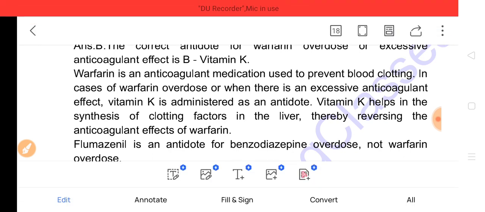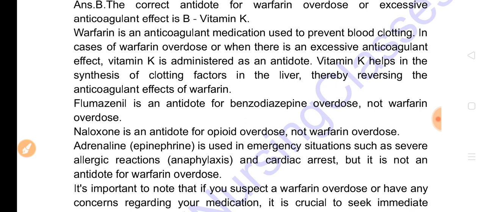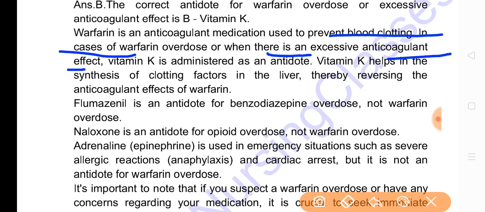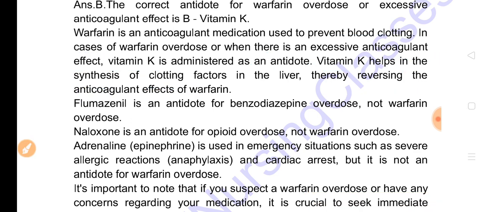The correct antidote for warfarin overdose or excessive anticoagulant effect is vitamin K. Warfarin is an anticoagulant medication used to prevent blood clotting. In cases of warfarin overdose or when there is an excessive anticoagulant effect, vitamin K is administered as an antidote. Vitamin K helps in the synthesis of clotting factors in the liver, thereby reversing the anticoagulant effect of warfarin.